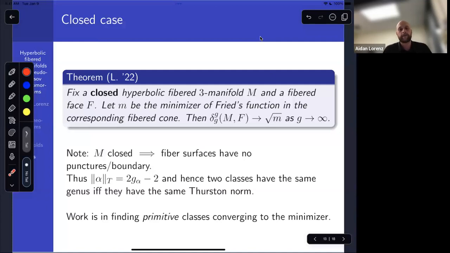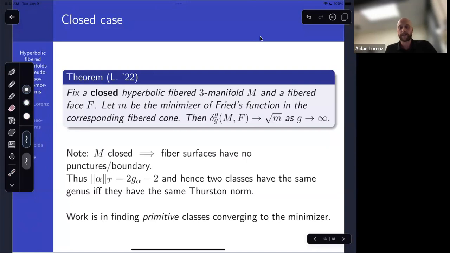The one tricky part, or the only tricky part of this theorem, is that you really have to find primitive classes converging to the minimizer for each of the genuses, not just any class. Again, primitivity, so you get pseudo-Anosovs on connected surfaces. And that takes a bit of work using what I thought was kind of random number theory stuff.